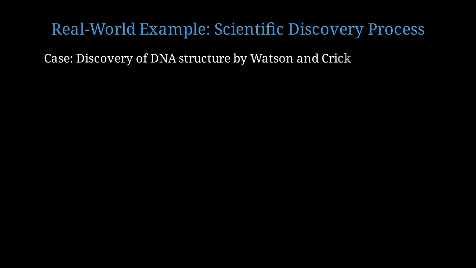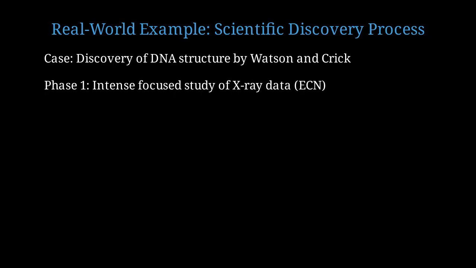Let me illustrate these principles with a real-world example of how they operate in scientific discovery. Consider the discovery of DNA structure by Watson and Crick in 1953. This breakthrough exemplifies network cooperation. They spent months in intense focused study of X-ray crystallography data, analyzing constraints and chemical principles. This was executive control network work.